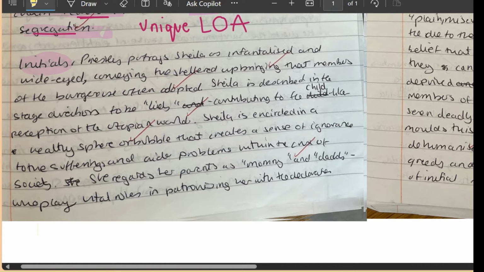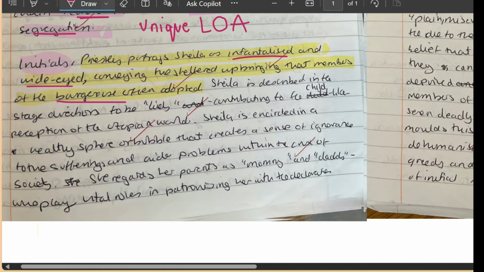Priestley portrays Sheila as infantilized and wide-eyed, conveying the sheltered upbringing that members of the bourgeoisie often adopted. Okay, so that's my point. And we've got some really nice vocabulary here. Infantilized just means to be treated as younger than you are, and wide-eyed, conveying the sheltered upbringing that members of the bourgeoisie often adopted. So even in my point, you can see that I'm making contextual links there, and that's absolutely fine.